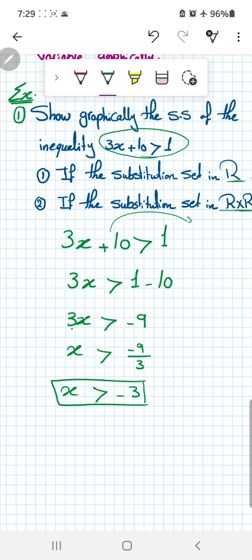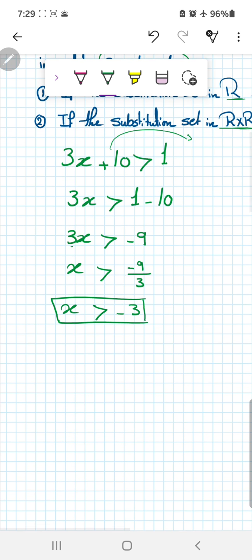We want to represent the solution set in R and the solution set in R times R. First, in R. In R, we studied in second prep using intervals. So here the solution set is all the real numbers which are greater than negative 3. So we represent it by a number line.